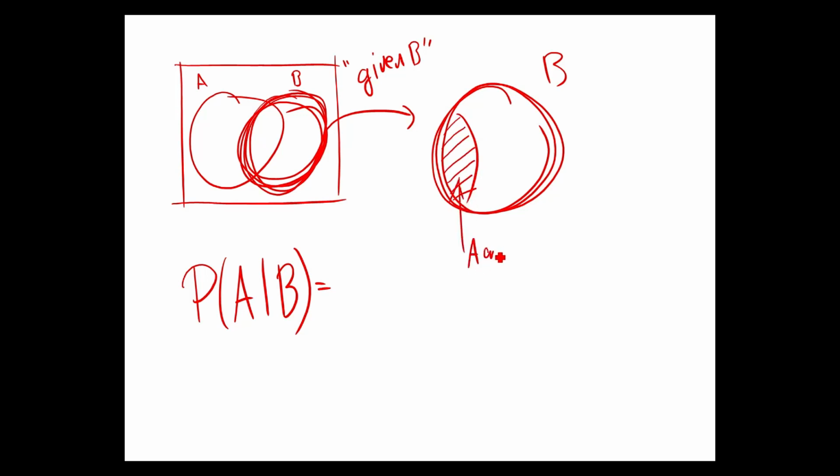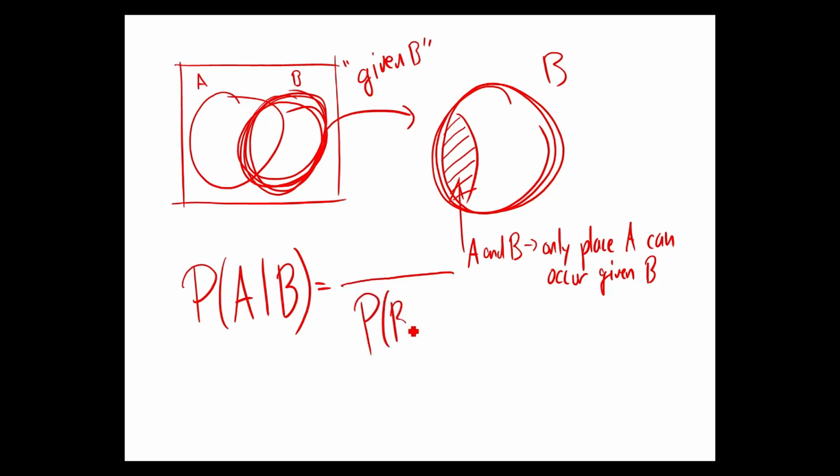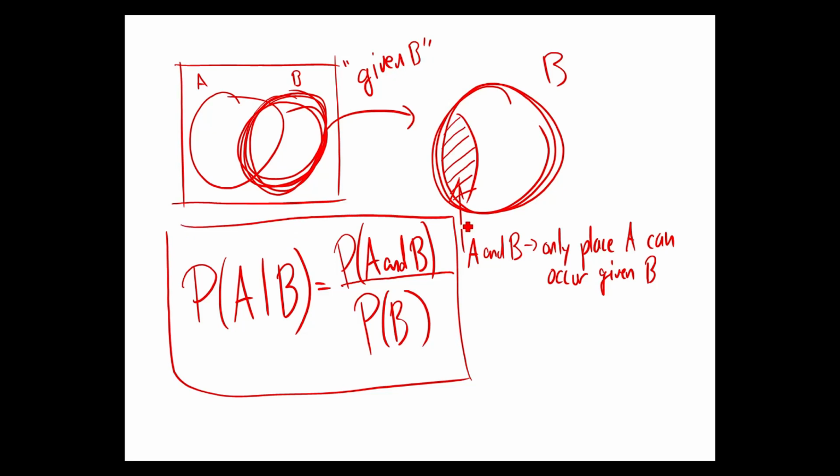So this is the intersection of A and B, and it's the only place that A can occur given B, right? If B has to happen, the only place that A could possibly happen is in the intersection. We can't consider any of this other stuff out here because we're stuck inside B. So then what that does is it gives us a nice way to calculate the probability, right? Remember, the most basic definition is how many ways can it happen divided by all the possibilities. Well, we're stuck in B, so the probability of B is now our new universe. And the only place that A can happen is in the intersection. And so this is a formula that can help us calculate conditional probabilities.